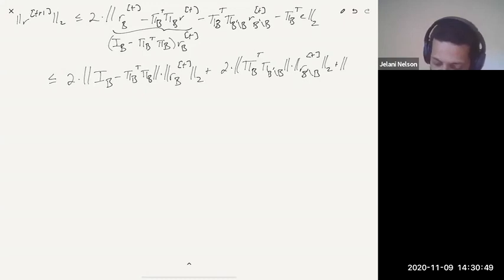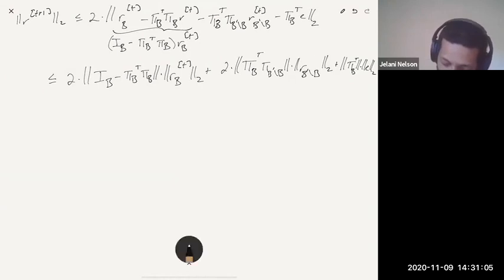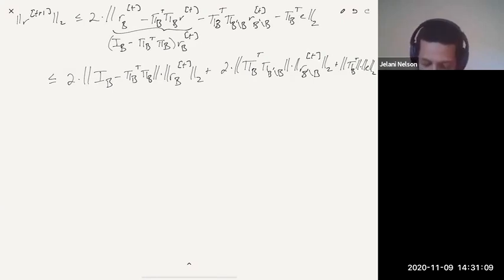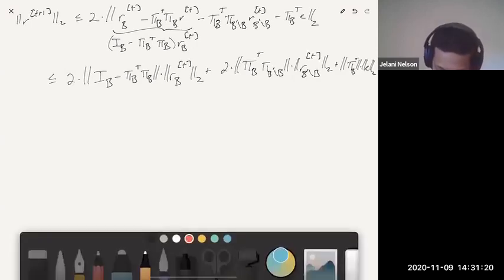Well, pi B transpose E. Operator norm of this matrix times E. Okay, so I just did some triangle inequalities, and I also wrote that the norm of AX is at most the operator norm of A times the norm of X. Okay, does that make sense? So now let's just go through these one by one.